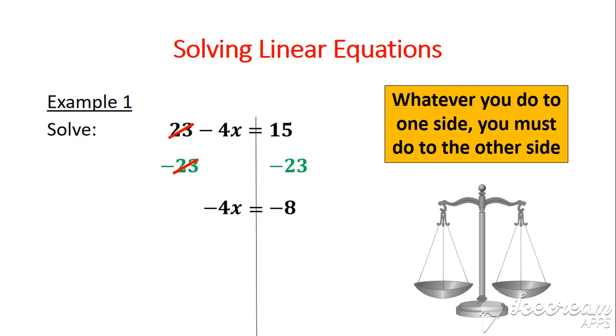Right, the next step is to divide both sides by negative 4. Whatever the coefficient, the number outside the x or the letter is, we're going to divide by it to cancel it. But we must divide by negative 4 on both sides. So negative 4 divided by negative 4 cancels on the left, leaving us with 1x. And on the right, negative 8 divided by negative 4. Well, two negatives make a positive, and 8 divided by 4 is 2. So we've solved it and got x is equal to 2.